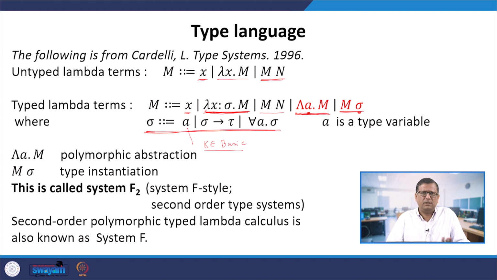So we will say system F style, and it is named like this, and it is actually the second order polymorphic type lambda calculus. Second order means we are moving up to for all quantifiers. When we move on from this structure to this, it is called second order polymorphic, and it is polymorphic because of this one, polymorphic abstraction. So either way we can call it system F, or we can call it second order polymorphic type lambda.